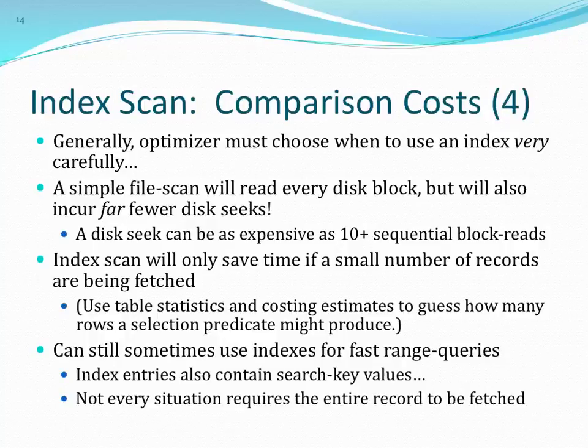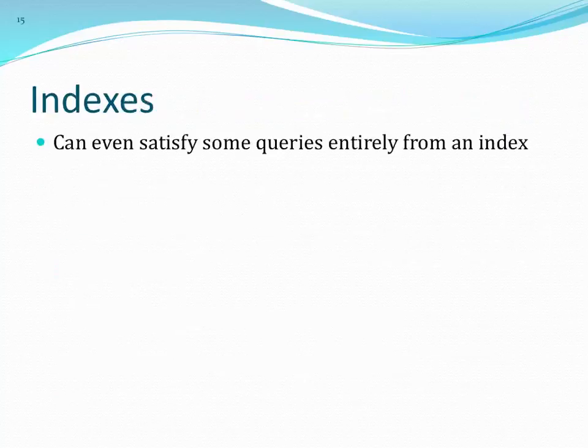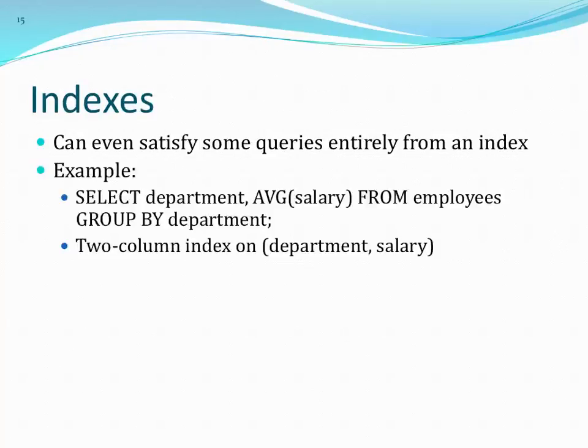Actually, it looks like we'll talk about it next. So when you have, and we looked at this also in 121, I think that some of you sort of took note that you could do this kind of thing. But let's say that we had on our employees, we have departments, and we want to figure out the average salary per department, and we happen to have an index, for whatever reason, that includes both department and salary.